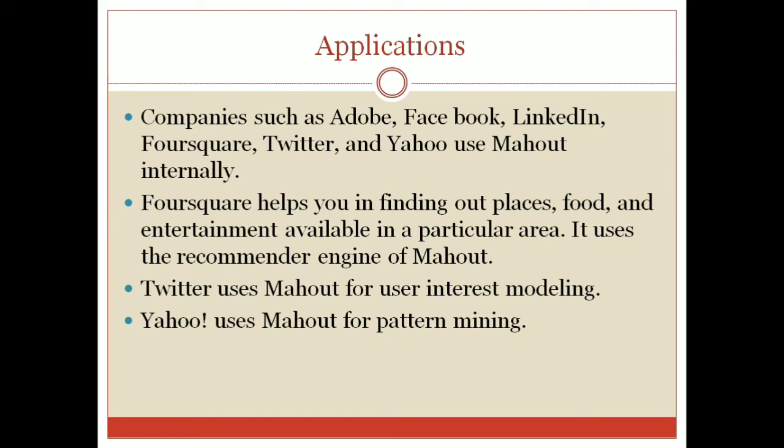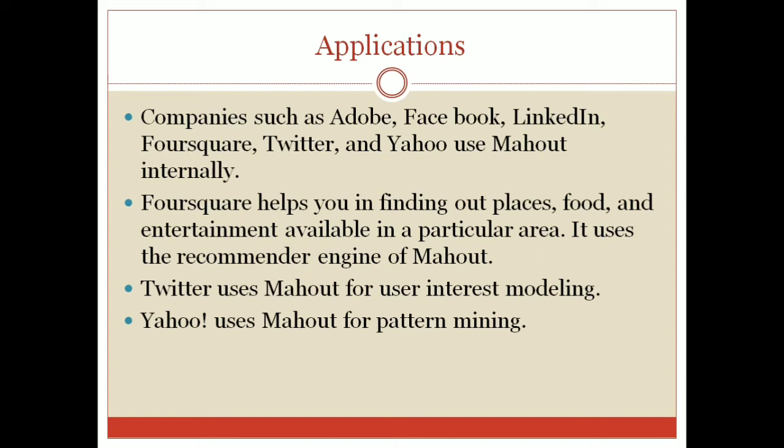Foursquare is also one of the companies, which helps you find popular places, popular food ventures and entertainment sectors available in a particular area. It also uses a recommendation engine which is built into Apache Mahout. Foursquare gives you popular things near your area based on food, place and entertainment sector.